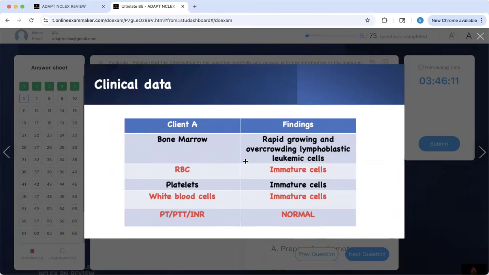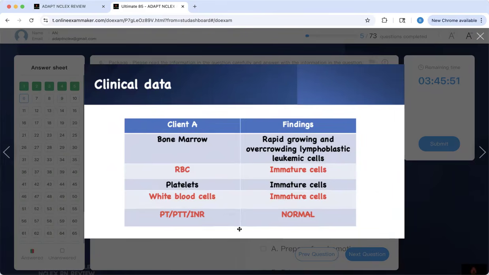Now, what do they have? They did the same patient, patient A. Now we know they did a bone marrow biopsy. There's a rapidly growing, overcrowding lymphoblastic leukemic cell. That tells you the patient has leukemia. The RBCs are immature cells. They're not growing. The platelets are also immature cells. The white cells are all immature.